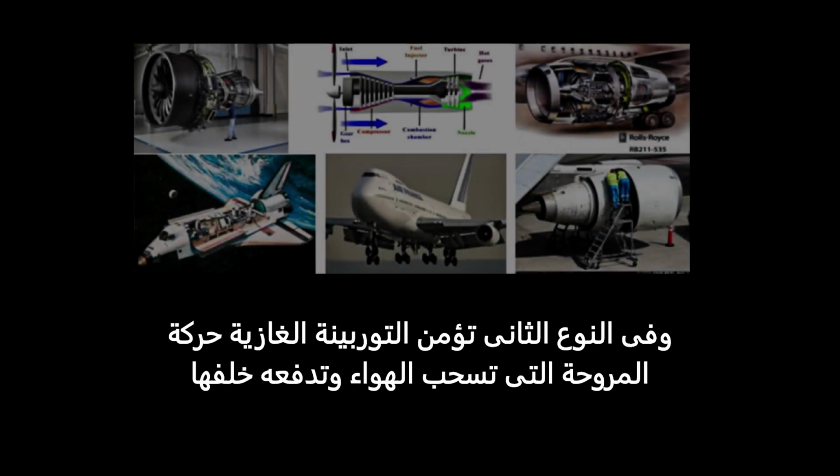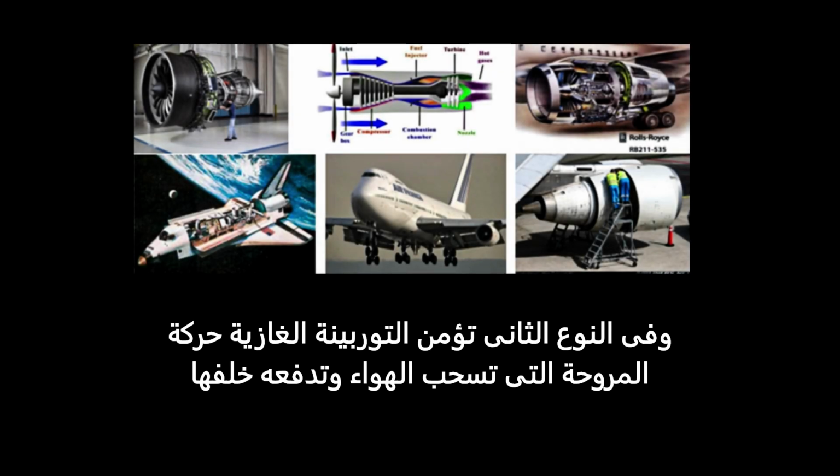In the second type, the gas turbine secures the movement of the fan, which pulls the air and pushes it behind it, thus achieving the necessary propulsion forces, and part of the pushed air passes to the compressor, which in turn pushes it with a certain pressure into the combustion chamber. So the combustion gases loaded with energy are directed to the turbine, and the gases follow their way to exit through the nozzle of the jet thrust chamber.